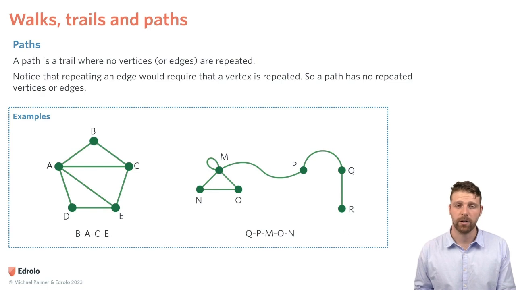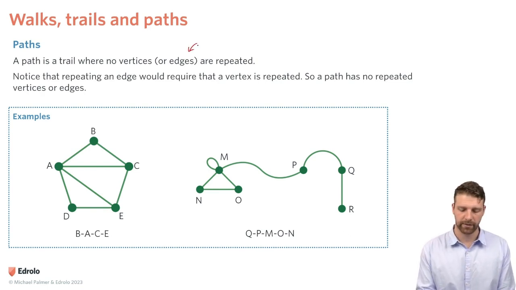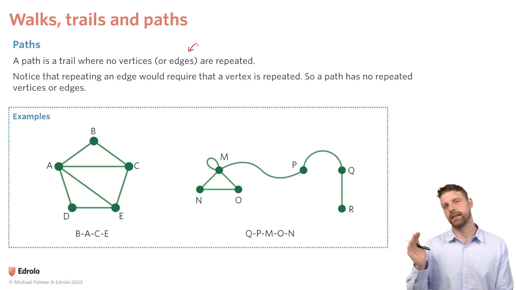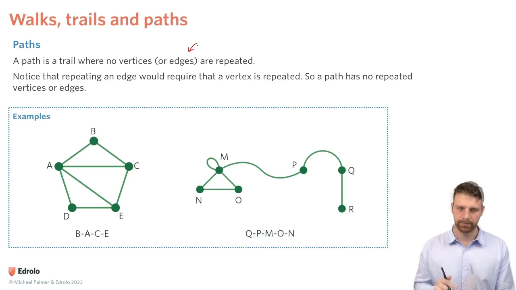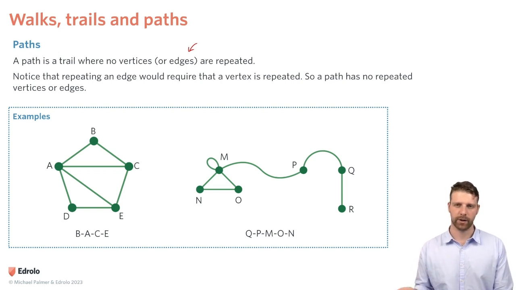A path is a trail where no vertices or edges are repeated. So that edges condition is sort of inherent. You can think of these definitions as cascading, so it becomes harder and harder to satisfy. A walk's easy, a trail's a little bit harder to achieve, and a path's a little bit harder than that because you've got more conditions you have to satisfy. Notice that repeating an edge will require that a vertex is repeated. So a path has no repeated vertices or edges. That's saying that in some cases, if you want to come back to the vertex, you have to come along the same path.